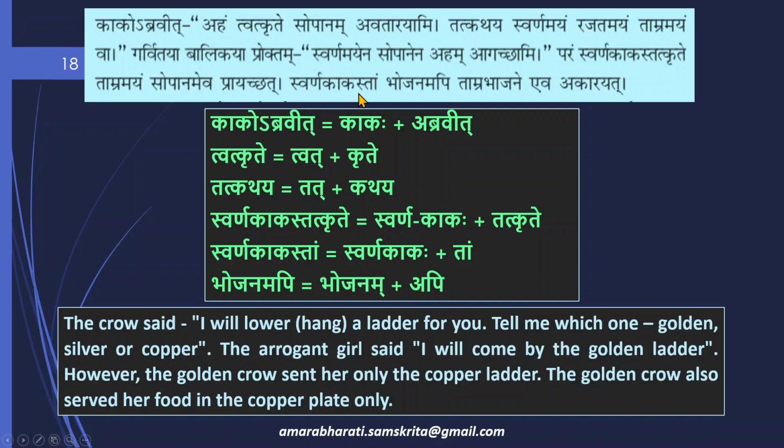Swarna Kakah plus tam. Swarna Kakastam. Bhojanam api. Bhojanam plus api is bhojanam api. Tamra bhajane eva akarayat. The golden crow also served her food in the copper plate only.